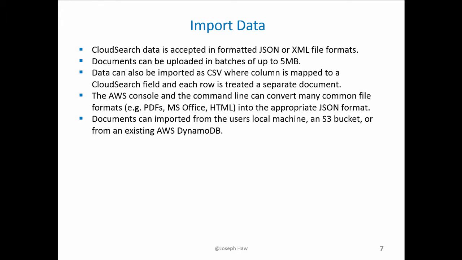Once we have our CloudSearch domain set up, we need to import our data. CloudSearch data is accepted in a variety of formats, the primary being JSON or XML, and documents can be uploaded in batches of up to 5 megabytes. Data can also be imported as CSV files, like we've done here, where a column is mapped to a CloudSearch field and each row is treated as a separate document. Using the AWS console and the command line, we can convert many file formats, such as PDFs, MS Office files, and HTML, into the appropriate CloudSearch-accepted JSON. Documents can be imported from a user's local machine, an S3 bucket, or from an existing AWS DynamoDB.